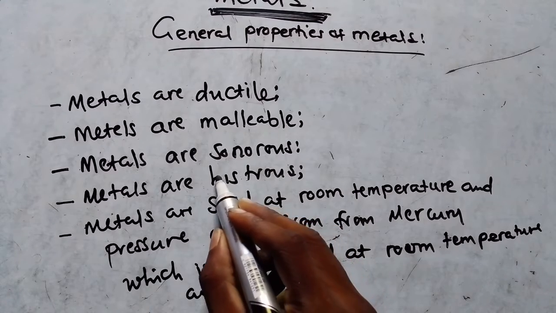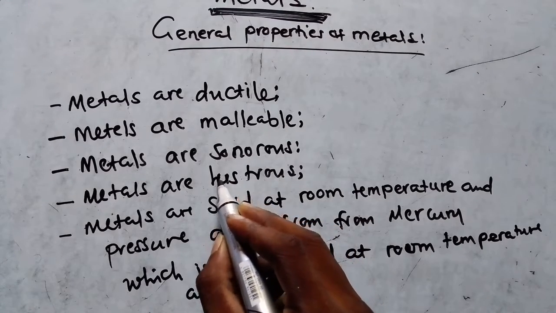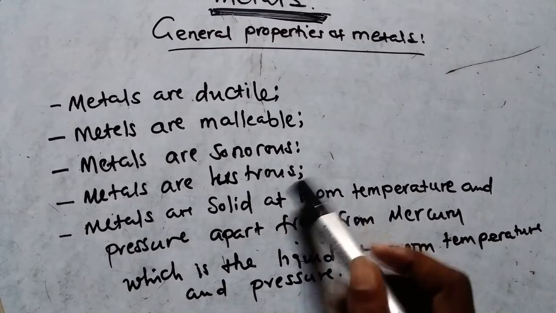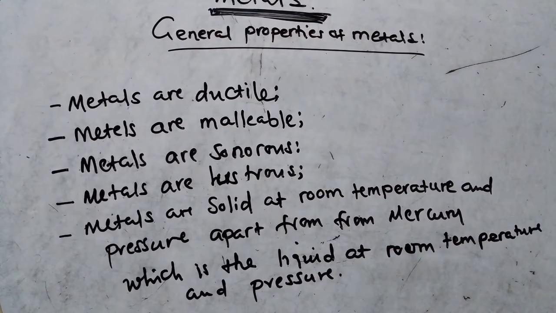Then the other one is that metals are lustrous. This is lustrous. Meaning they shine when they are being polished. Then the last one is that metals are solid at room temperature and pressure, apart from mercury, which is liquid at room temperature and pressure. So these are the properties of metals that we have.